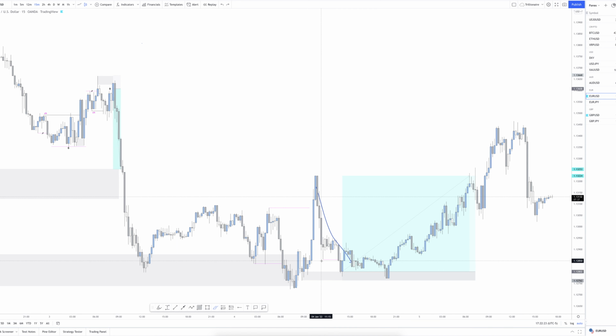Now, this was a little sloppy, I'm not going to lie to you guys. So if you're someone who wasn't able to catch this based on refining your zone properly, it's completely fine. It's going to take practice. You guys aren't going to get it on your first try.